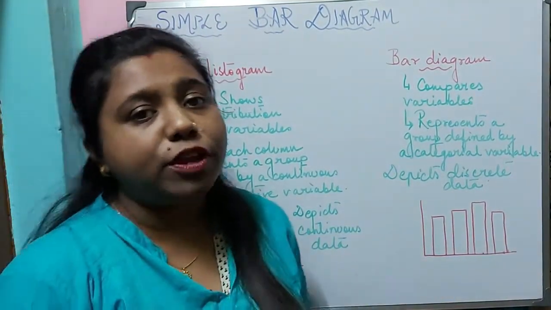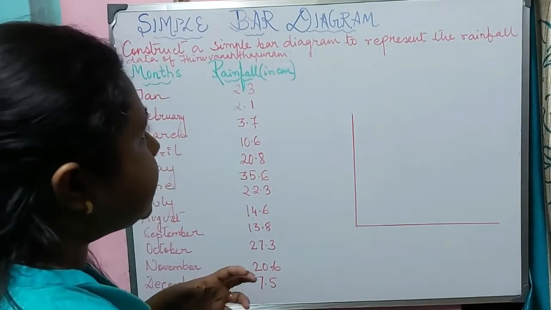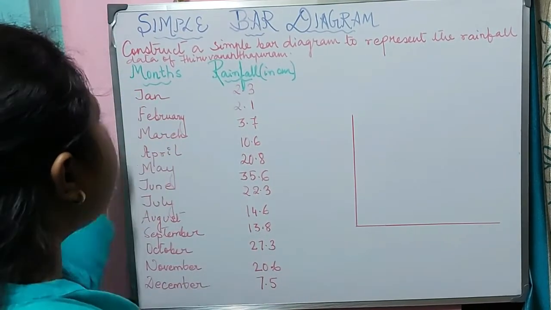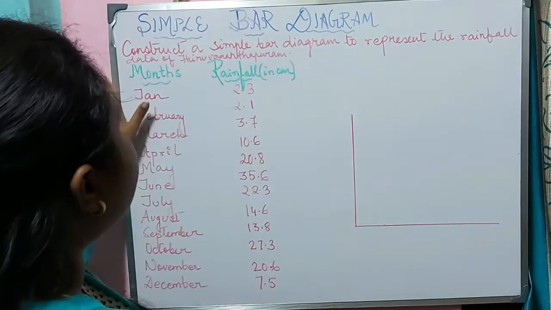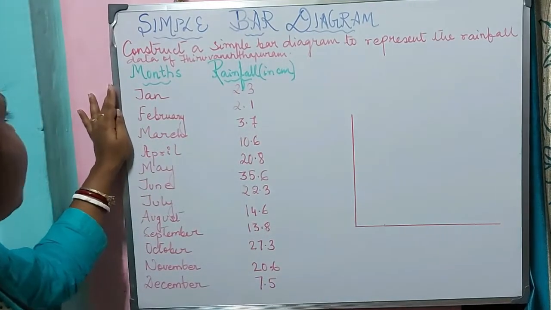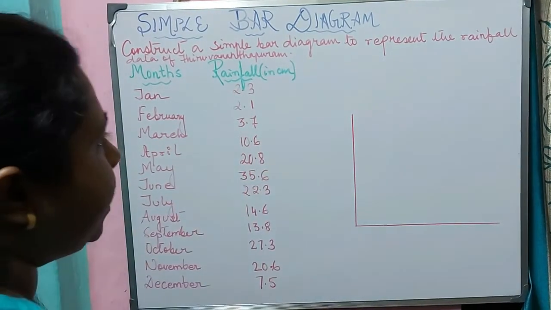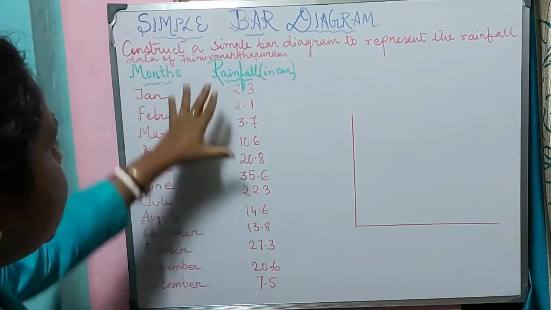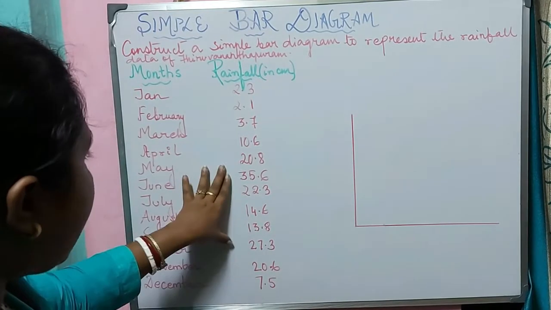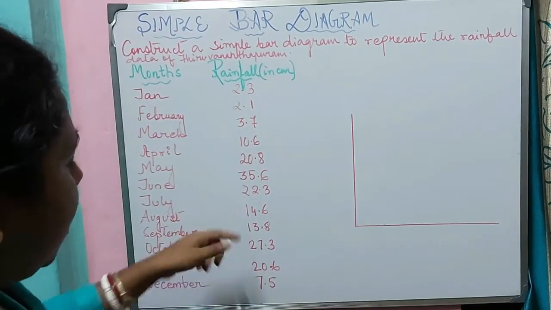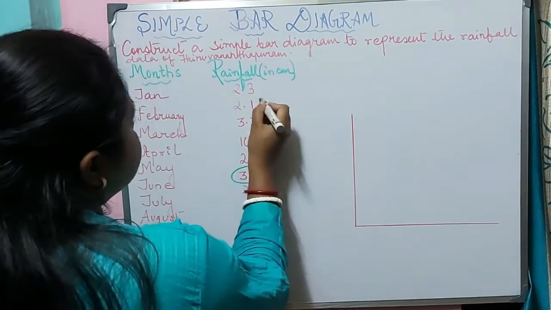Now let us see the steps by which we can plot the bar diagram, how to represent and draw a simple bar diagram. There is a question: construct a simple bar diagram to represent the rainfall data of Thiruvananthapuram. Here the data has been provided. There are 12 months, and on the basis of the months, the rainfall in centimeters has been provided. So what is the first step? The first step is to arrange the data into either ascending or descending order. Now see which is the highest value and which is the lowest value. As I can see here, the highest value is 35.6 and the lowest value is 2.1.